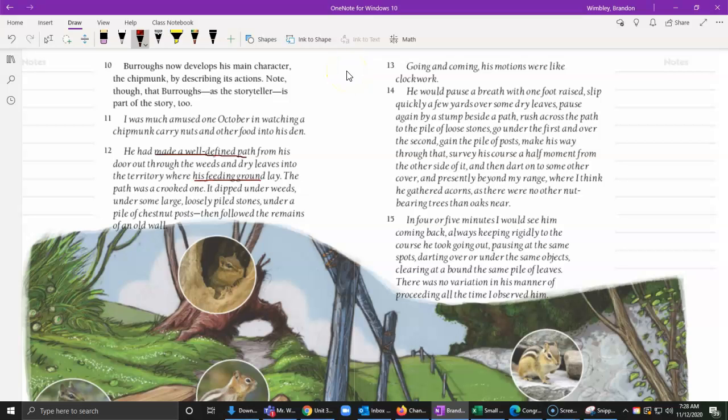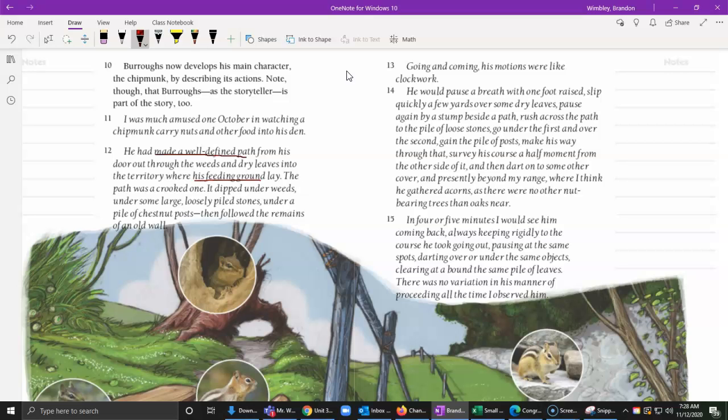Going and coming, his motions were like clockwork. He would pause a breath with one foot raised, slip quickly a few yards over some dry leaves, pause again by a stump beside the path, rush across the path to a loose pile of stones, go under the first and over the second, gain the pile of posts, make his way through that, survey his course a half moment from the other side of it, and then dart on to some other cover, and presently beyond my range, where I think he gathered acorns, as there is no other nut-bearing trees than oaks near.